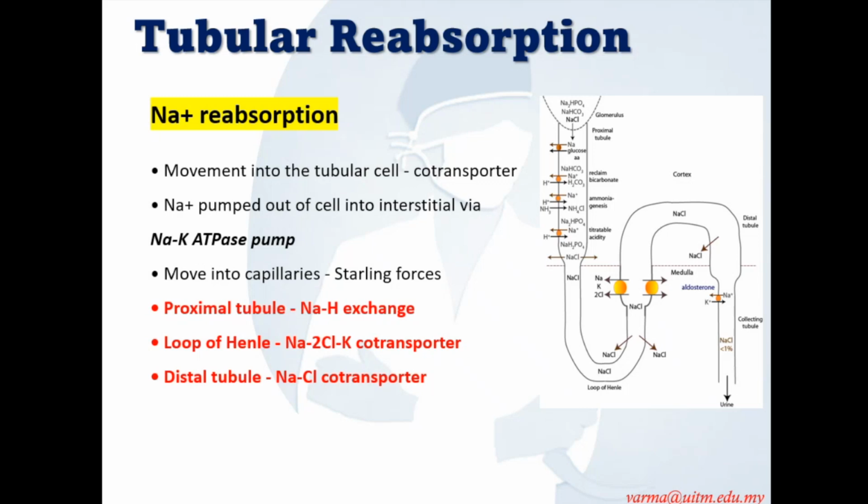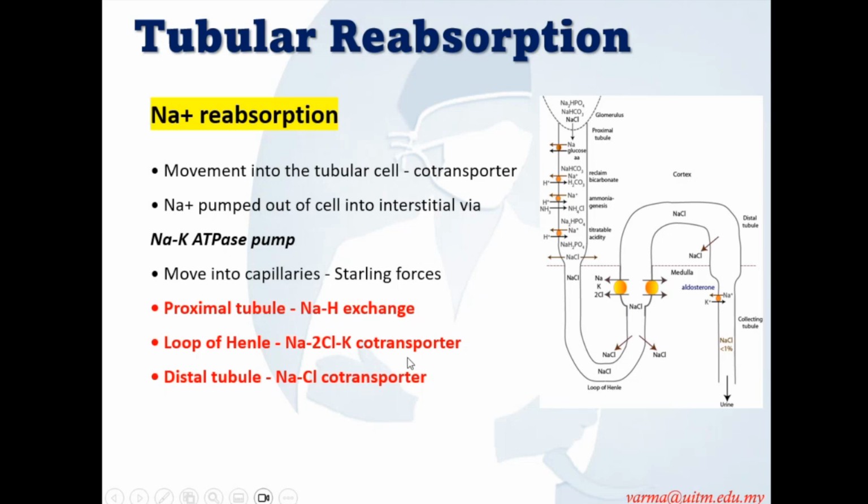So the proximal tubule has this sodium hydrogen exchanger. I will come into it. Then in the loop of Henle, it involves the sodium chloride potassium co-transporter, and the distal tubule has the sodium chloride co-transporter. This is also called a symporter. So in the proximal tubule, it is the sodium hydrogen exchanger. In the loop of Henle, it is the sodium 2-chloride potassium symporter or co-transporter. In the distal tubule, it is the sodium chloride co-transporter.